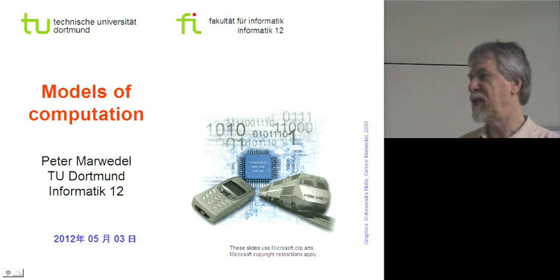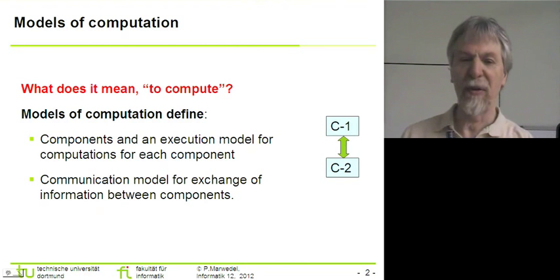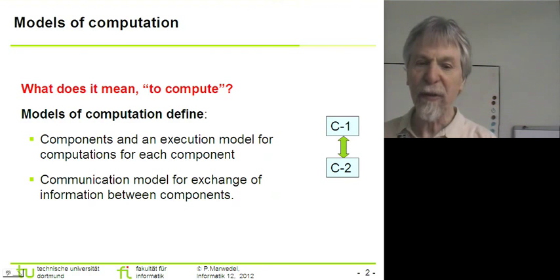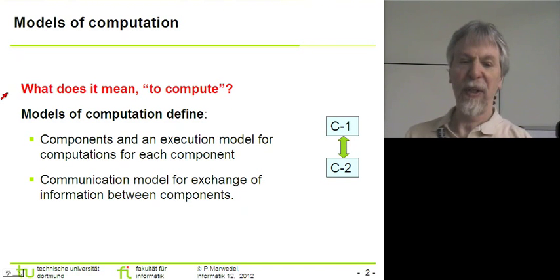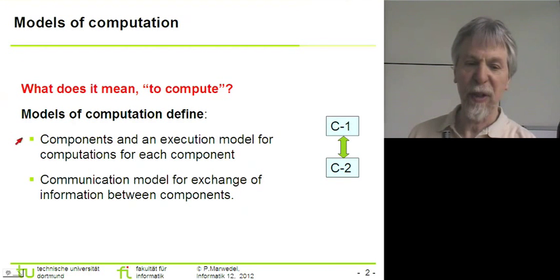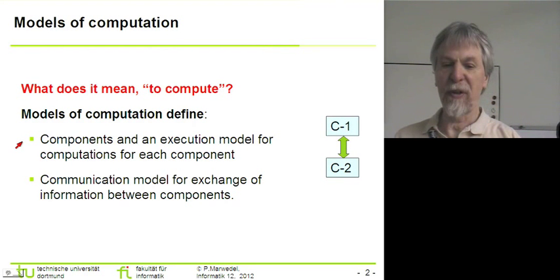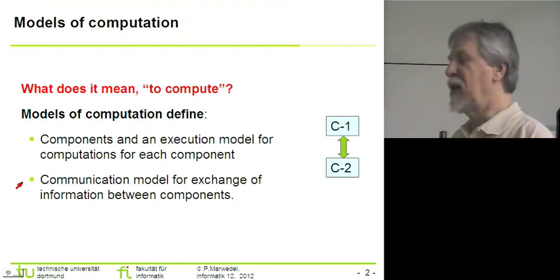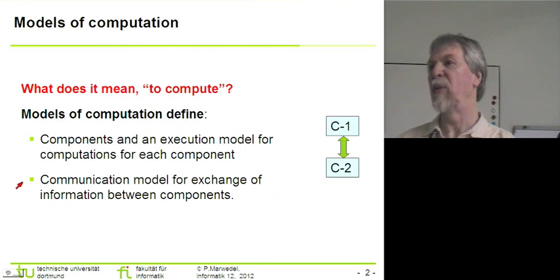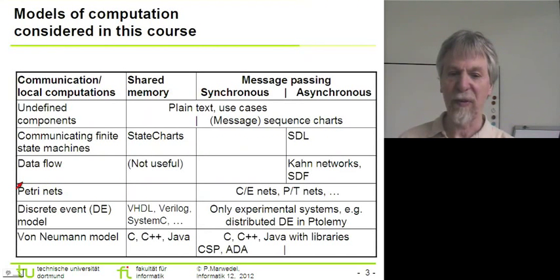We started the discussion of models of computation during the last lecture, and today I would like to start by reminding you about what we are talking about. So I said during the last lecture that for a model of computation we distinguish between two different things. We distinguish between the components and the execution model for the components, and the communication model. That means we have to describe how we would like to describe the communication between these components.